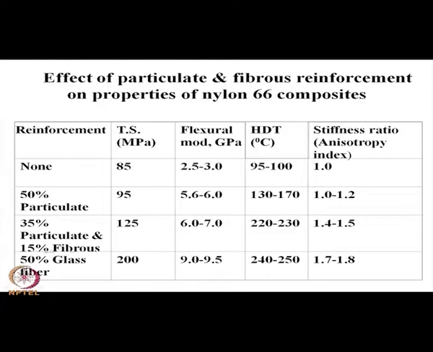Here the total filler was 50%, and that total 50% was particle only. In this case, a combination of particle and fiber, 35% particle and 15% fiber. So, with a combination of particle and fiber, you see an enormous increase in strength from 95 to 125 megapascal, with a little increase also in flexural strength and quite a good change in heat deflection temperature, a remarkable change from 170 to 220 or 230 degree Celsius, and stiffness ratio is also increased.